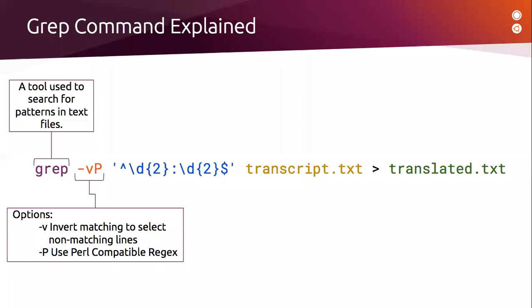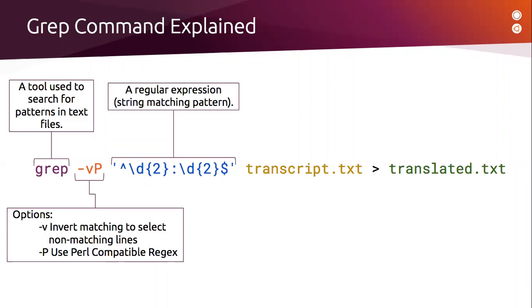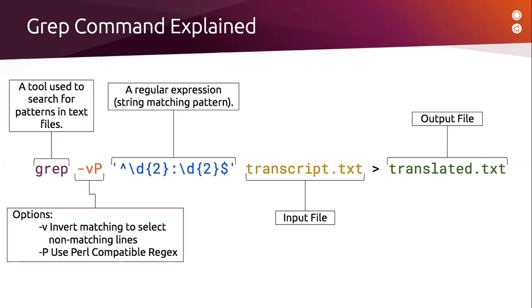There are a number of different regular expression engines. They all do about the same thing. They have little differences, little quirks, but the Perl compatible regular expressions engine is just one example of a regular expression engine. This here is my regular expression. It's a string matching pattern, and I'll break it apart in just a moment. This is my input file, my YouTube transcript, and this is my output file, which is where my text without timestamps is going to be saved.